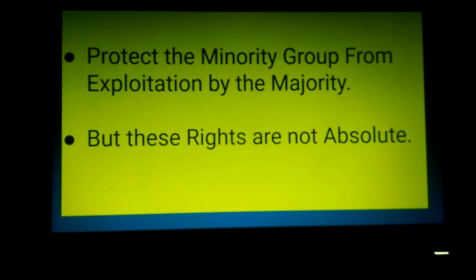And even there is no freedom that a person can force somebody to work for him at less wages. It means their freedom, their rights are not absolute. There is some restriction on their rights.